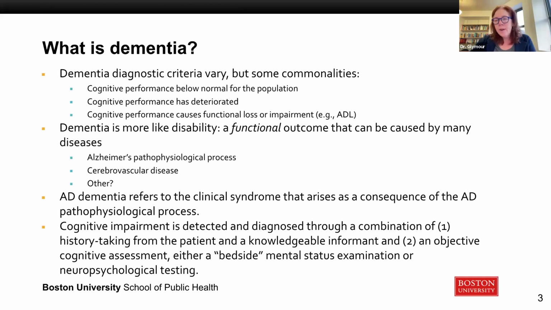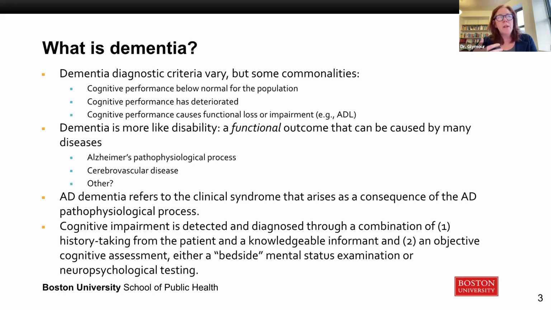Dementia diagnostic criteria are inconsistent across different criteria. However, there are some common things that you'll find in any criterion for dementia. One is that there's cognitive performance below normal for a population, that the cognitive performance has deteriorated for an individual, that they have had change over time, and that loss induces some functional loss or impairment. So some activity that they like to do or that they value, they're no longer able to do as a result of the cognitive changes. So dementia is more like a disability.